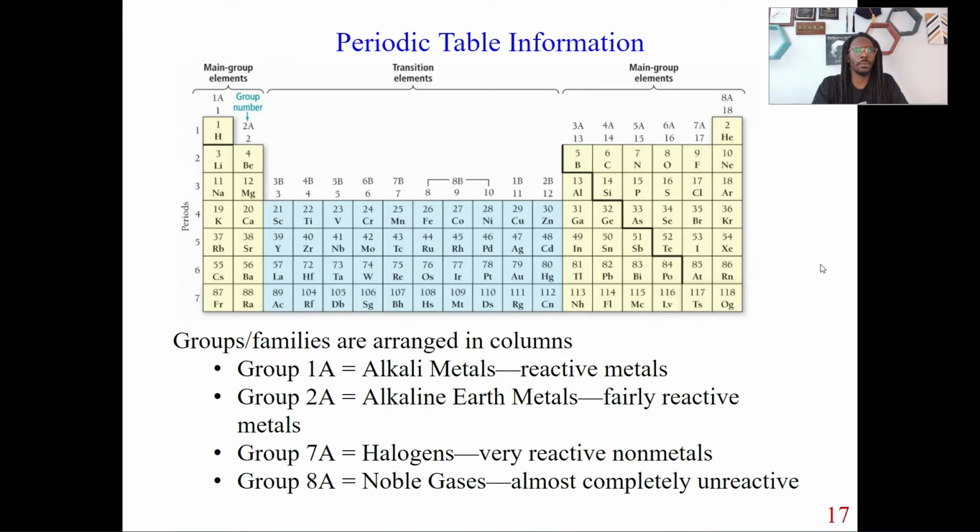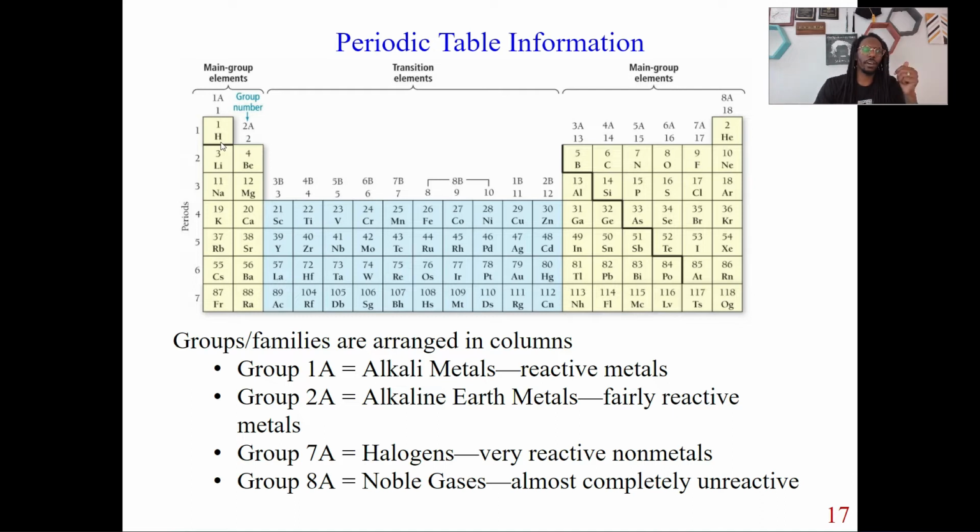All right, the periodic table. First, I'm going to cover what we call groups or families. The reason why we call them groups or families is because they have similar properties. When we look back at the periodic law, we understand that as we increase in mass, certain properties are going to reoccur over and over again.